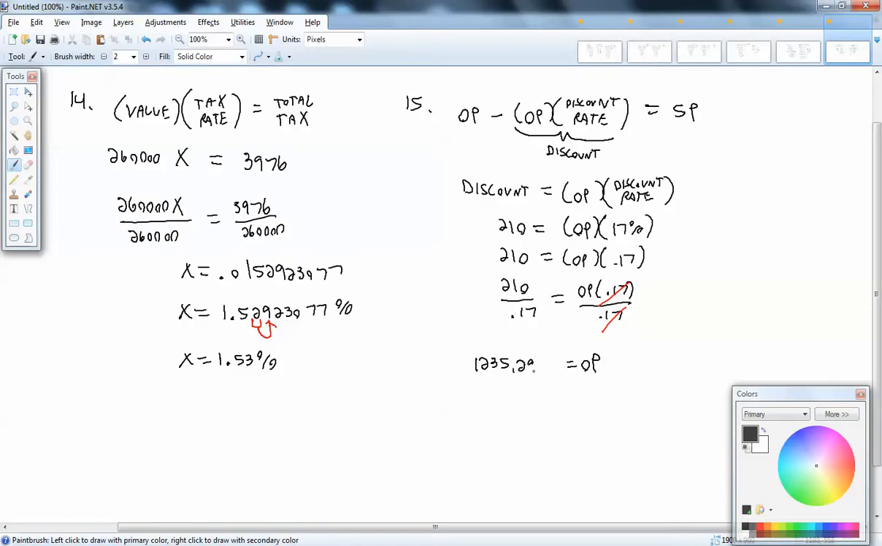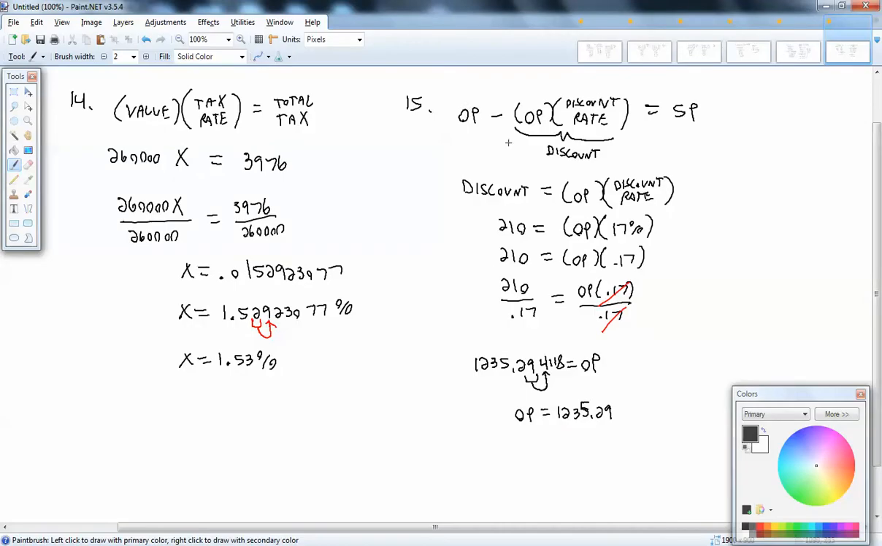Okay, 294118. Now the hundredths is this place right here. Look to the place to the right of it, which is less than 5, so I round down. So my original price is going to be 1,235.29.